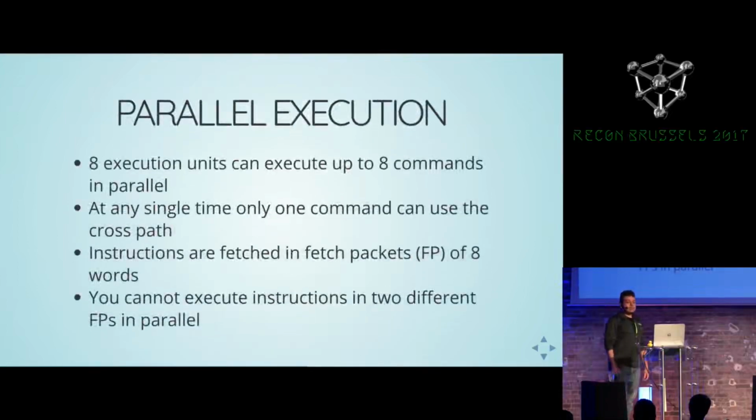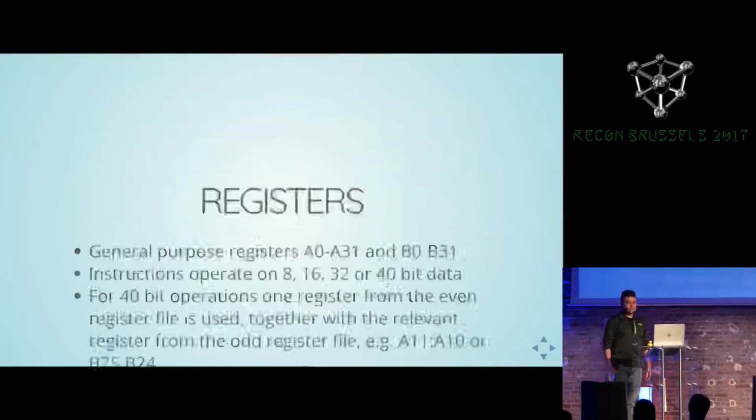8 execution units can execute up to 8 commands in parallel. Of course, at any single time, only one command can use the cross path. How are these executed in parallel? The DSP fetches not a single instruction, but 8 words in a single fetch packet. So this can be scheduled to be executed at different functional units. And you can execute instructions in parallel that belong to 2 different fetch packets.